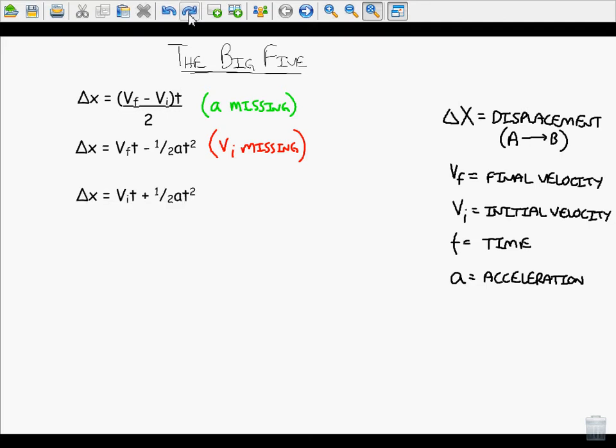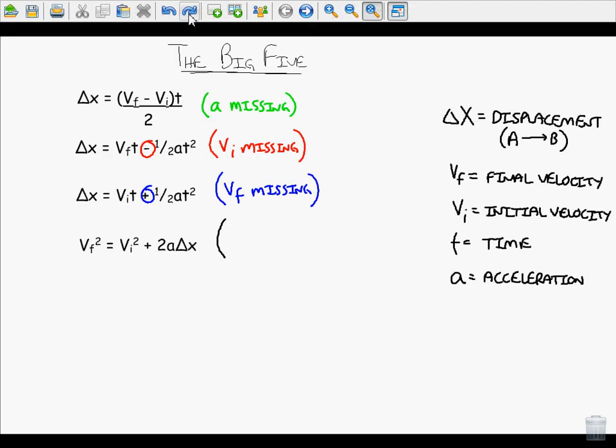Here's the next equation, and you're going to notice that it looks very similar to the second one that we introduced, except that this one is missing final velocity. Even though these two equations are very similar to each other, one has final velocity in it, one has initial velocity in it, and the one with the initial velocity has an addition sign. The one that has the final velocity in it has a subtraction sign. We'll talk about where all these equations came from in another video, but this is really just to introduce these equations.